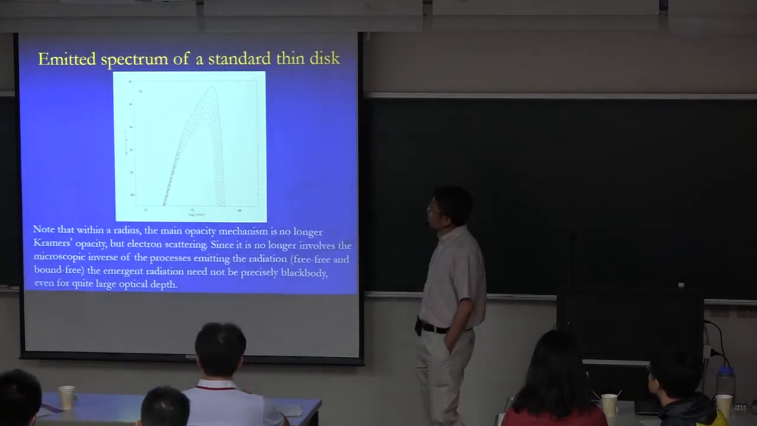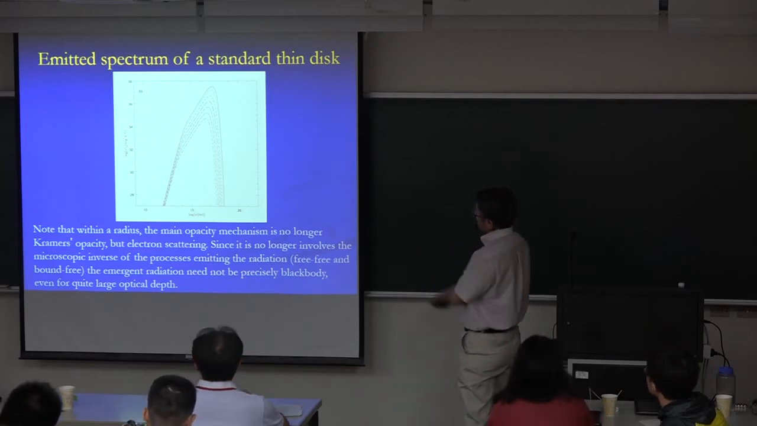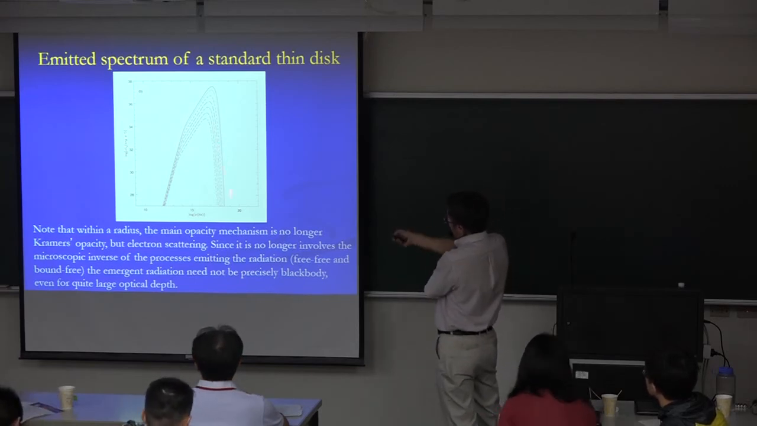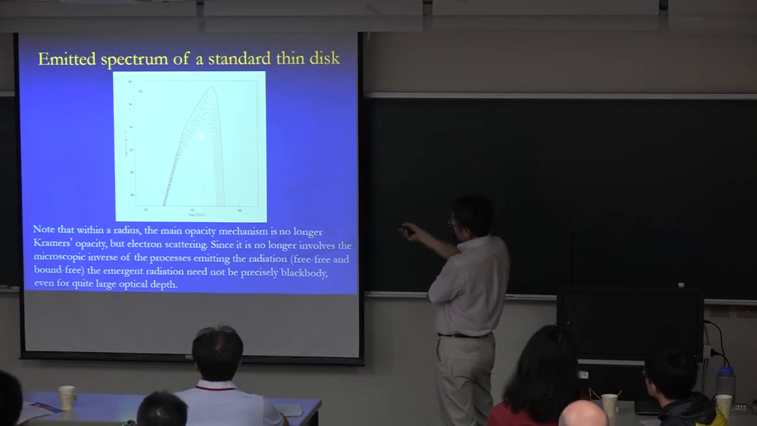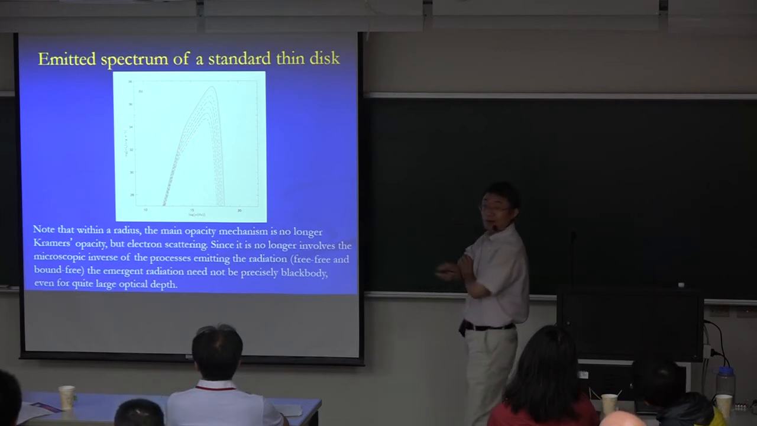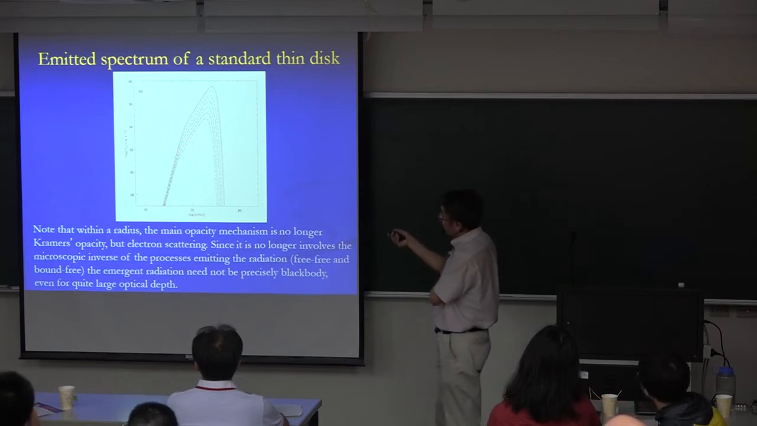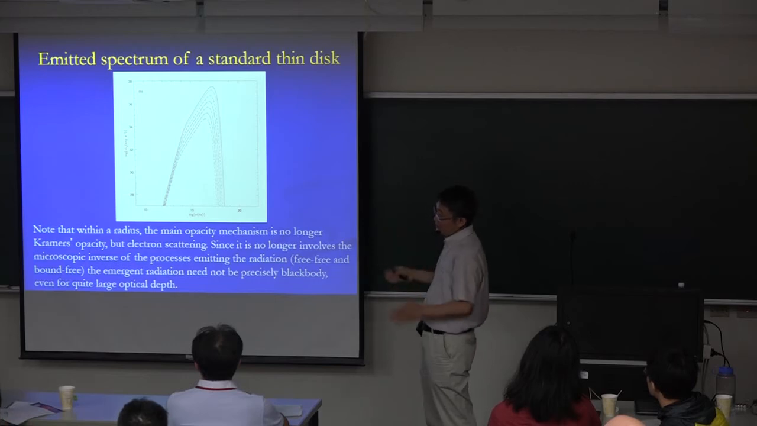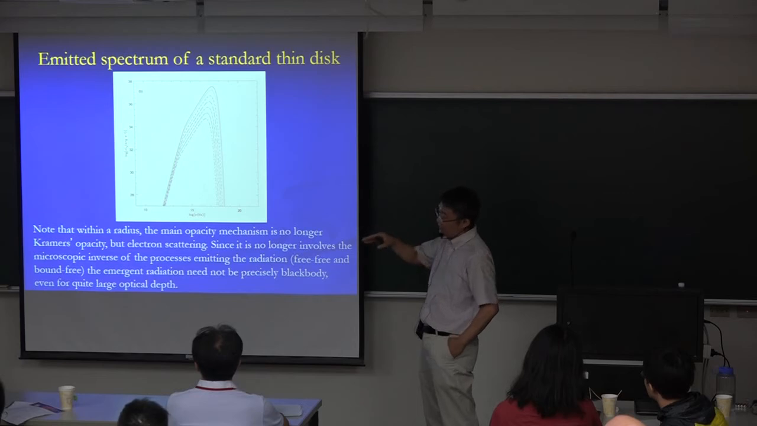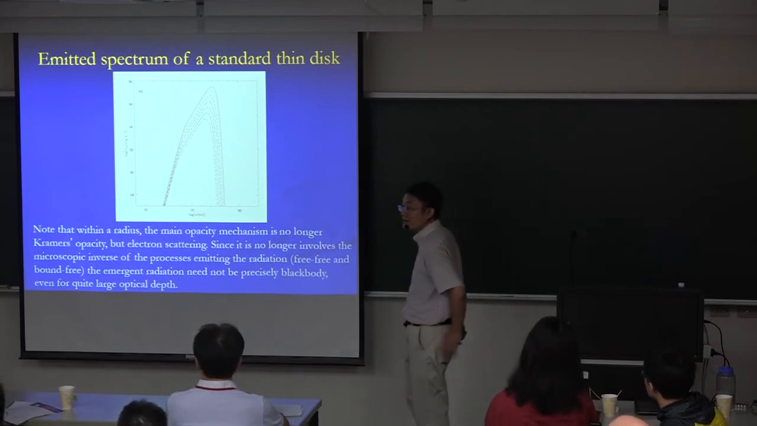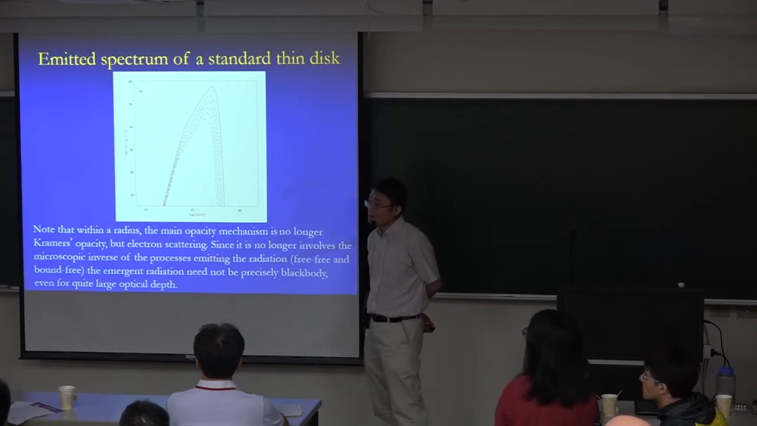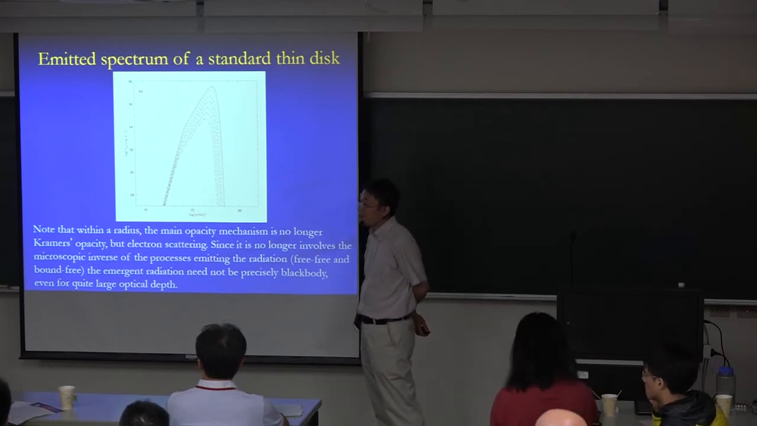This slide shows the typical spectrum emitted by a standard thin disk. Different lines correspond to different accretion rates. This is a typical multi-temperature black body spectrum. It is slightly different from the single-temperature black body spectrum, only because the temperature at different radii is different. So this is a spectrum obtained by summing all the emission from the different radii.